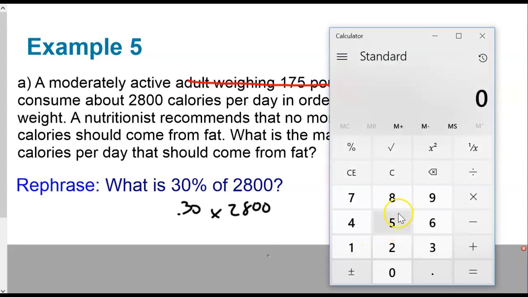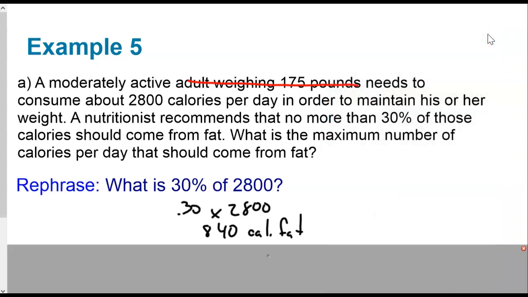We'll go 2,800 times 0.3, and we come up with 840 calories from fat per day that an adult should consume. So hopefully that made sense. Go back and look at that again if you need to.